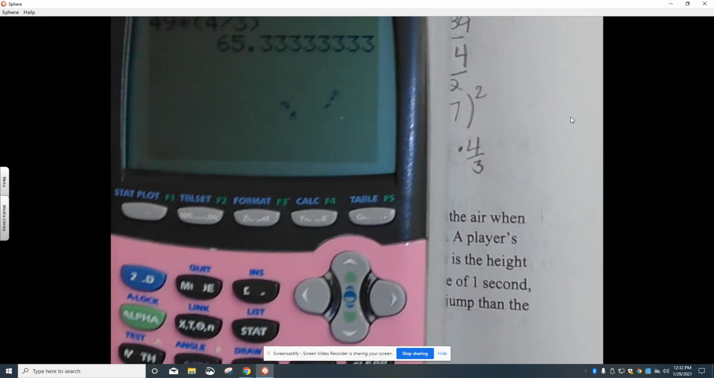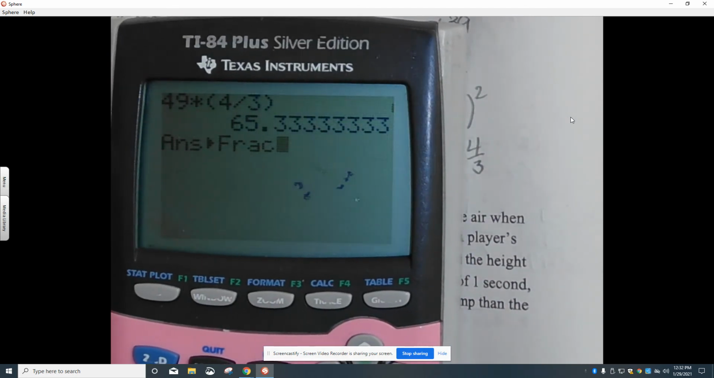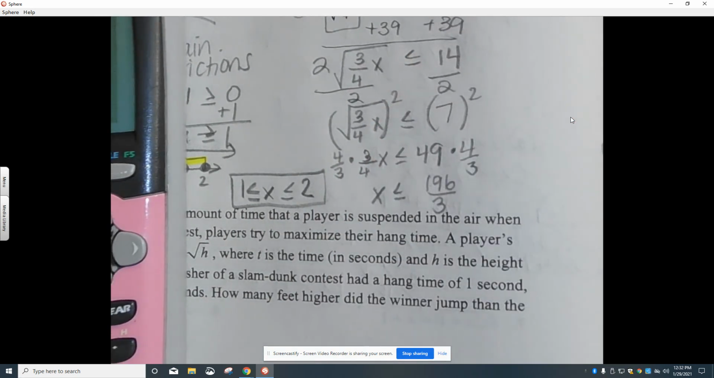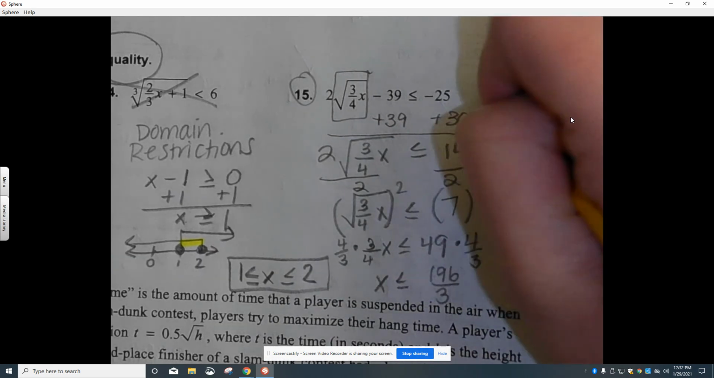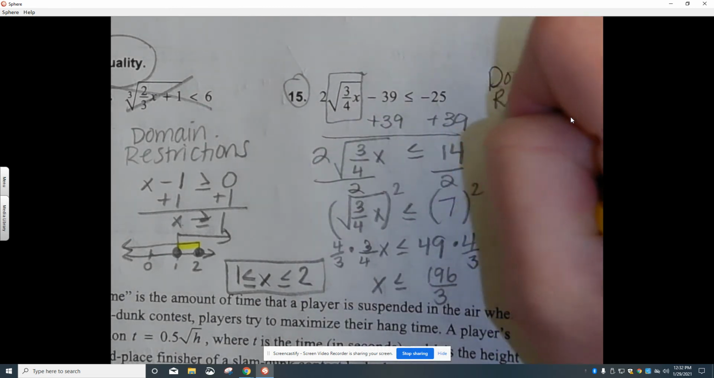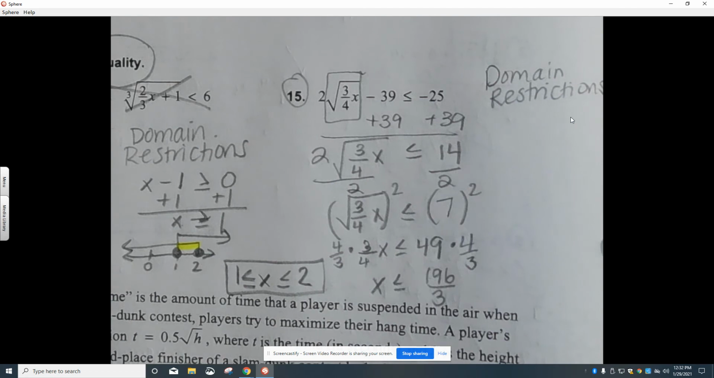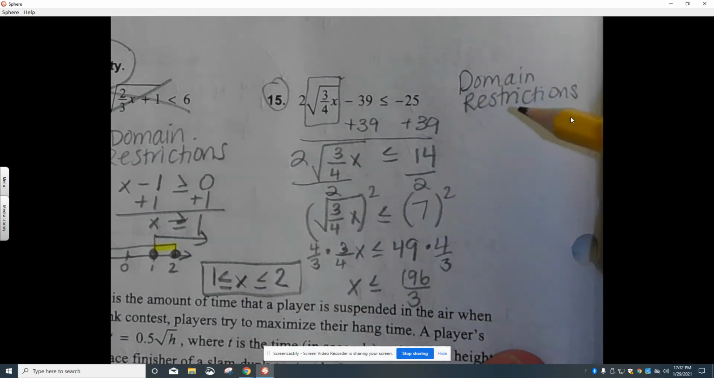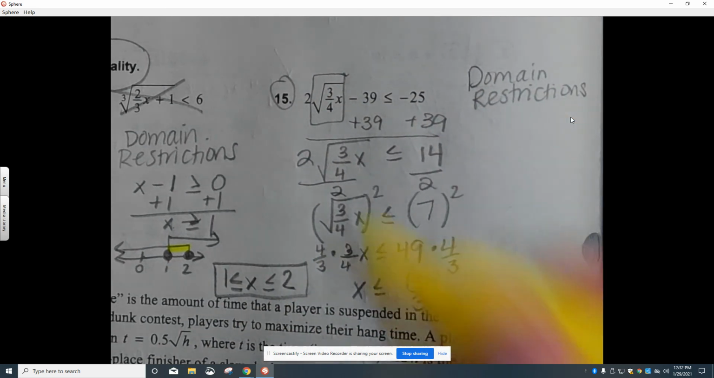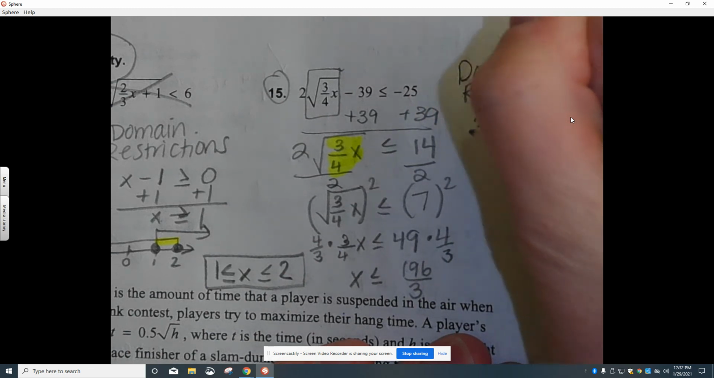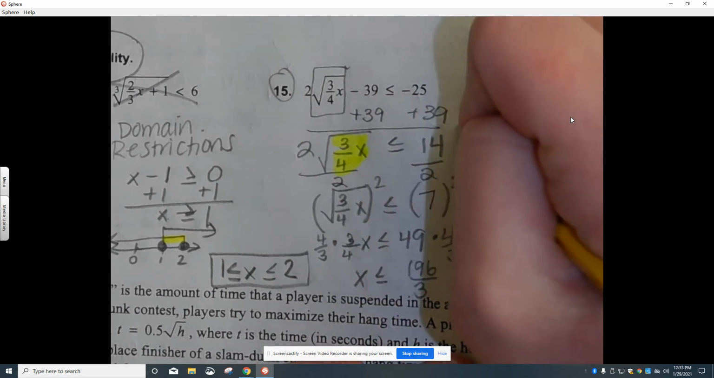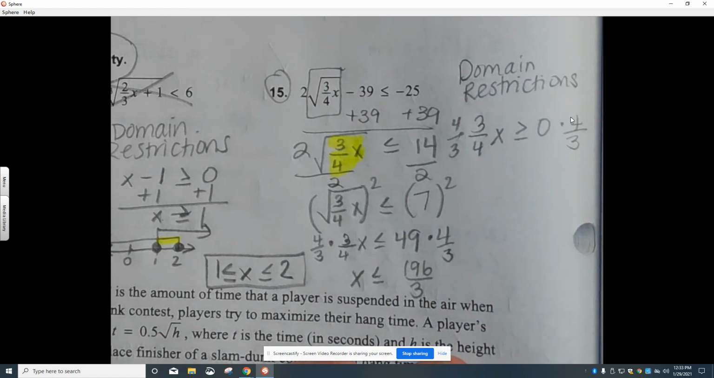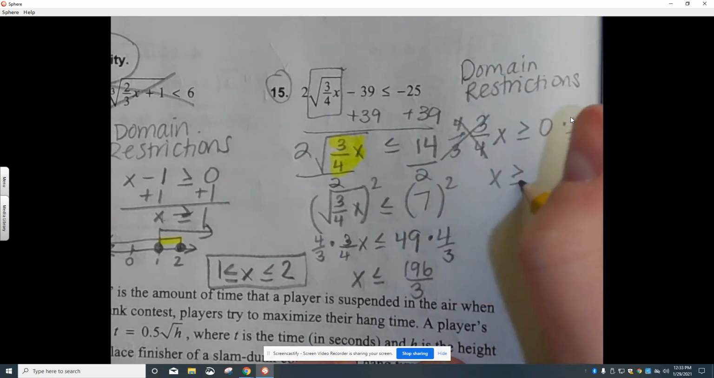So to change this into a fraction, you're going to hit the math button and then hit enter, enter. And that will give you the fraction that you want to use. So x is less than or equal to 196/3. Now, because we have an inequality sign, we have to do our domain restriction again. So my domain restriction is going to be making sure that any of the values under my radical have to be bigger or equal to 0. So we're going to take our 3/4 x, because that's what's under the radical, and that has to be greater than or equal to 0. So if I want to solve this, I need to multiply both sides by 4/3. And then these will cross out, so x has to be greater than or equal to 0.